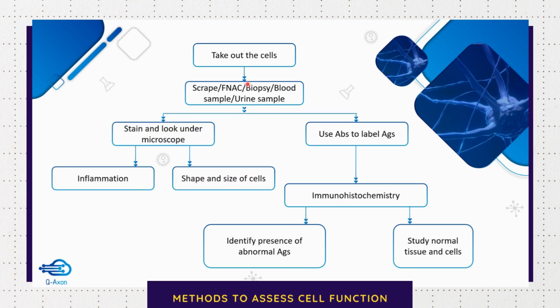So, in summary, we just take out the cells by different methods, stain and look under the microscope, or we can use antibodies to label antigens, a process known as immunohistochemistry.